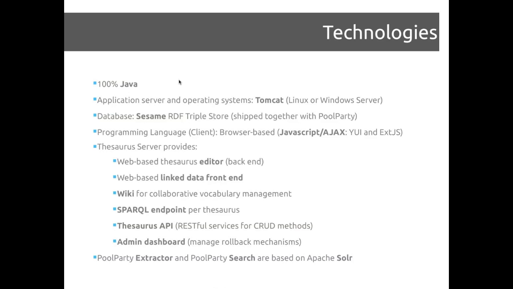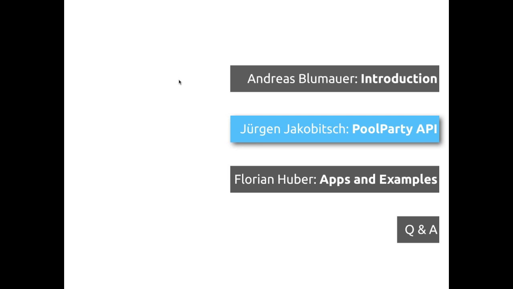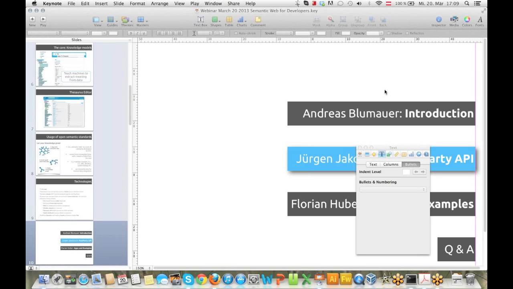Okay, so that's the first more technical slide now. Just a brief overview before I hand over to Jurgen. I just wanted to say a couple of words about what PoolParty stands for. It's 100% Java. You use Tomcat. We have triple store technologies in the background. On the front end, we use JavaScript. It's browser-based, as you can imagine. And now we will walk through all the different components. There's an editor, there's a wiki, there's a SPARQL endpoint, and so on and so forth. So you will see in a very detailed way now how our technology works. And I will now hand over to Jurgen.